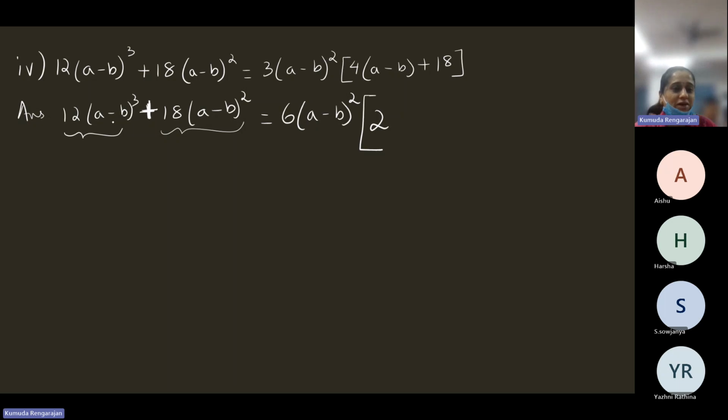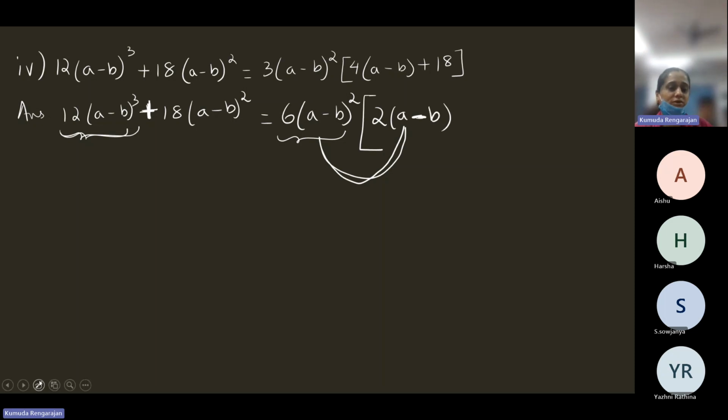And now here we have (A minus B) the whole cubed. But what is common? (A minus B) the whole square. So this should be multiplied with what? A minus B. See here. Now this common factor multiplied by what will give you this first term? So 6 into 2 is 12. (A minus B) the whole square into (A minus B) is (A minus B) the whole cubed.